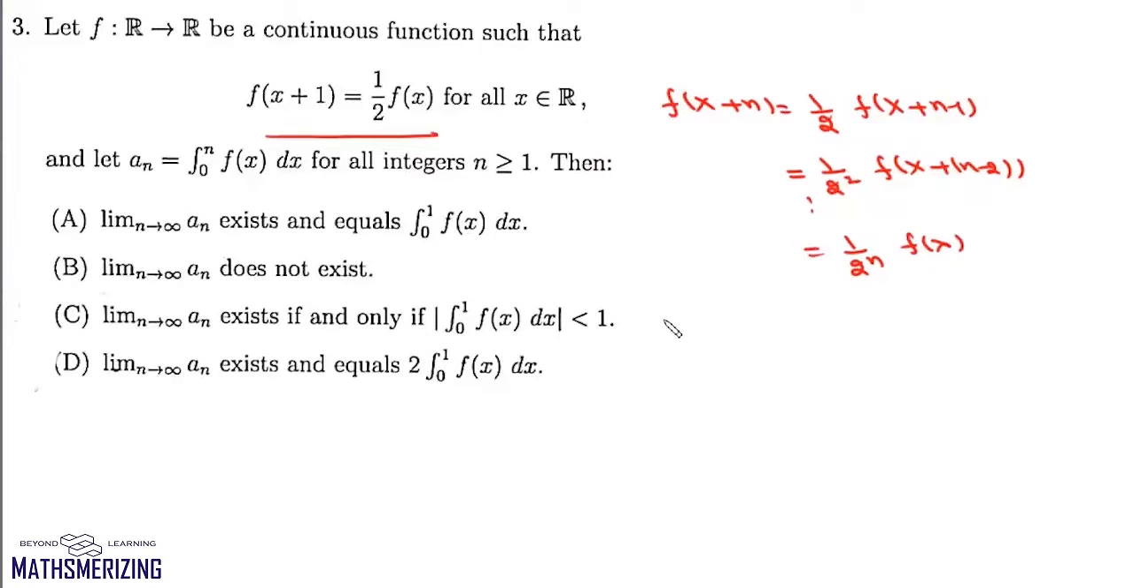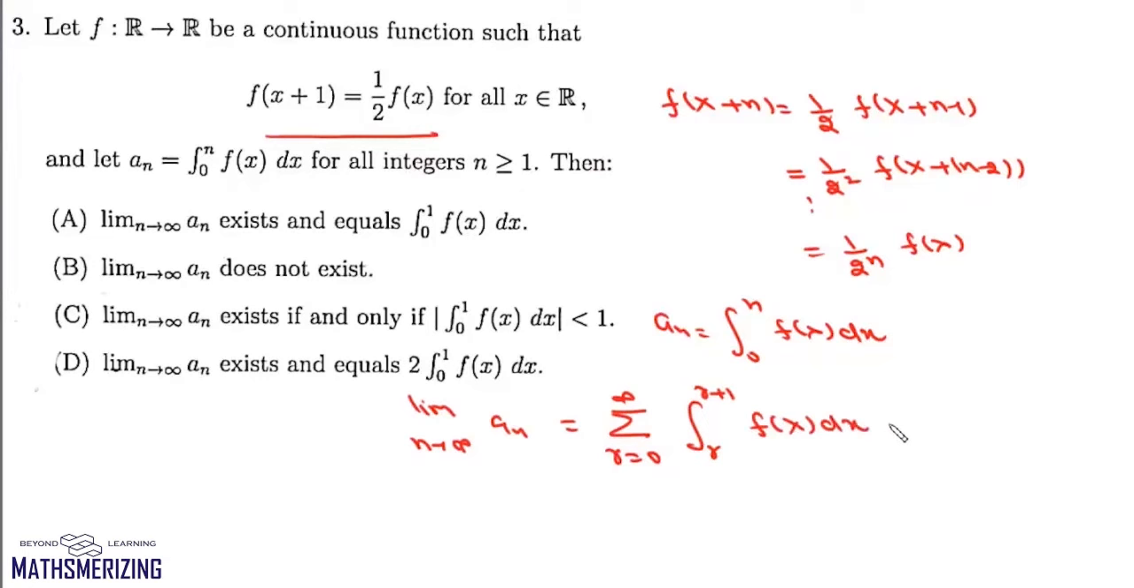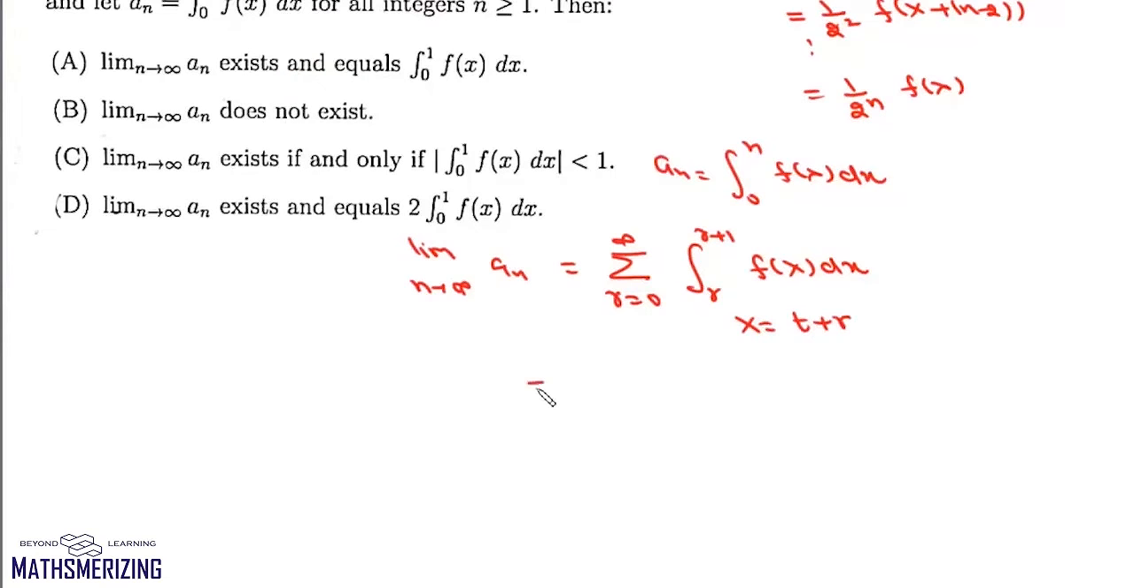Now we need to find this integral an, which is from 0 to n f(x) dx. Now we need to find this limit n tends to infinite an, which is this summation r varies from 0 to infinite integral from r to r plus 1 f(x) dx. Now what we'll do is, we'll replace x with t plus r. Then we can write this as this summation r varies from 0 to infinite, here it will be from 0 to 1, f(t+r) dt.